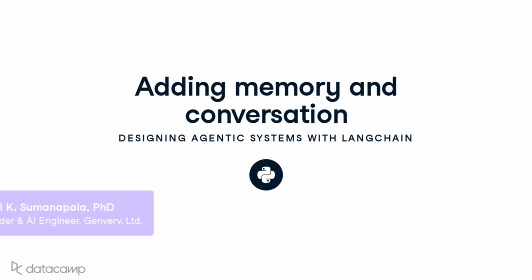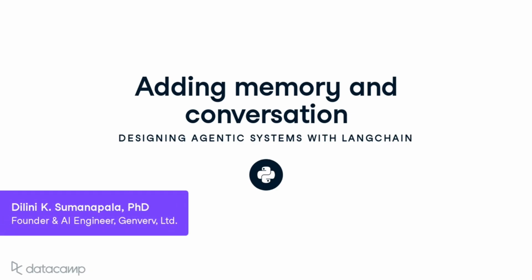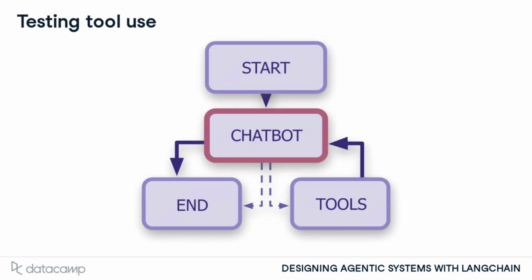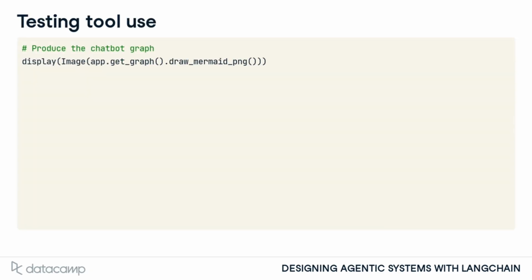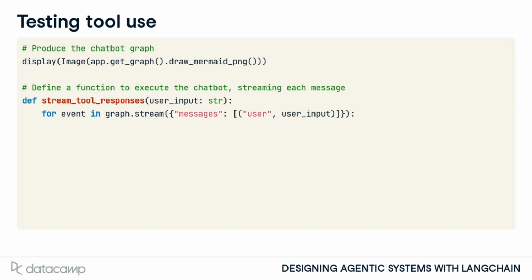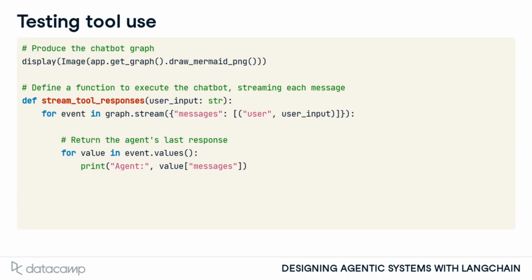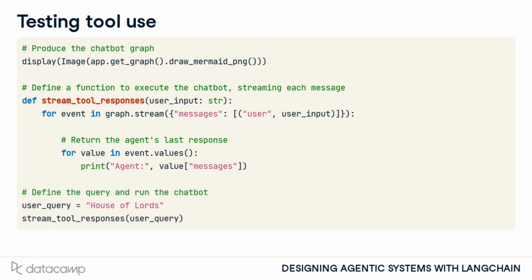Brilliant work! Next, we'll test our tool use before adding memory for more complexity. We'll see if our chatbot can respond with the Wikipedia tool. We'll use our graph display function to check the graph without the try except block since we've already tested this feature. Then, we'll set up our streaming function, now labeled stream tool responses, to see if the tool was correctly called. Inside this function, we'll access the messages stored in the chatbot's events, which should refer to specific tools. Finally, we'll pass a test query, House of Lords.